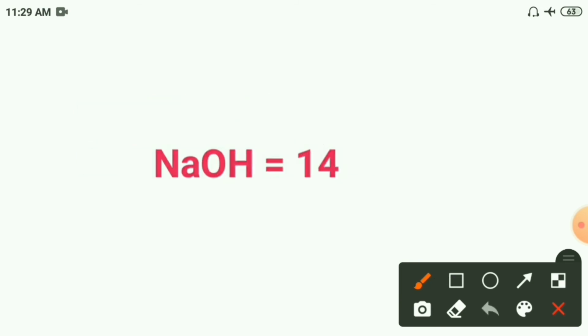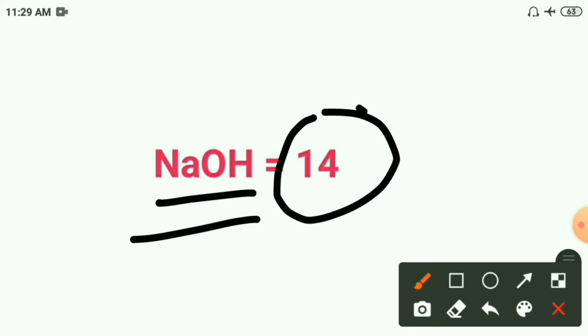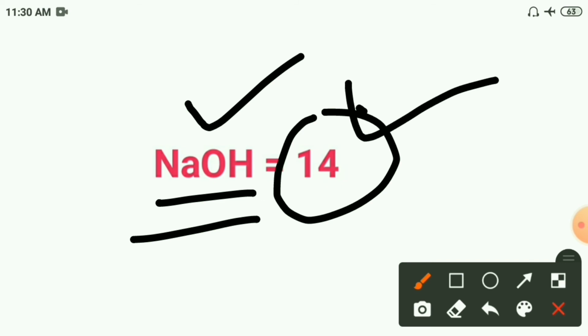The pH value of NaOH is 14. NaOH means sodium hydroxide. It is also called caustic soda. Its pH value is 14, it means it is a strong base. If the pH value is more, it is a strong base. If the pH value is less, it is a weak base.